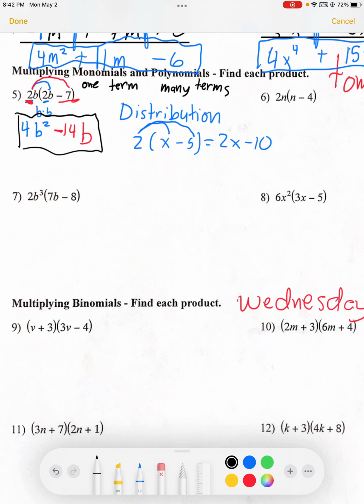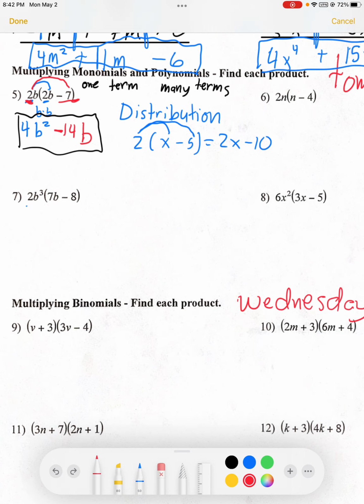I'm going to go ahead and walk our way through number 7 slowly like I just did. And then I'll do 6 and 8 a little bit more quickly, the way that I anticipate you'll be able to do it on your assignment. So number 7, we have our monomial on the outside, 2b cubed. We have 7b minus 8 on the inside.